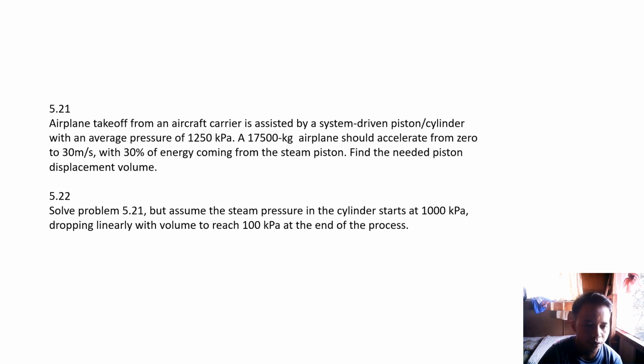Solve problem 5.21 but assume the steam pressure in the cylinder starts at 1000 kPa dropping linearly with volume to reach 100 kPa at the end of the process. So the only difference for calculating 5.21 and 5.22 is the pressure. Here the pressure is given as 1250 kPa, while here it drops from 1000 kPa to 100 kPa. So it means that we need to find the average pressure in 5.22.